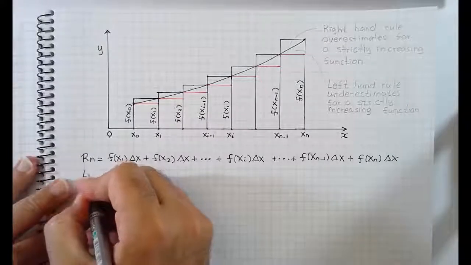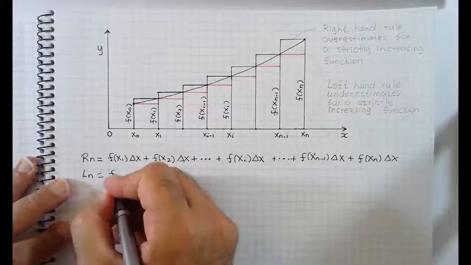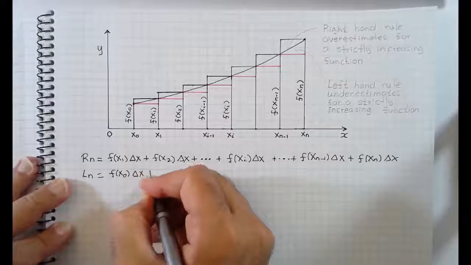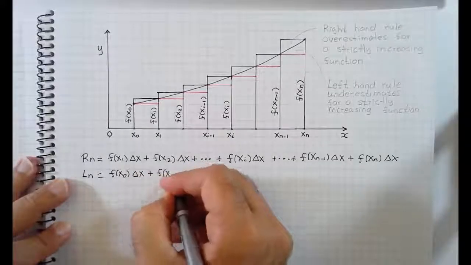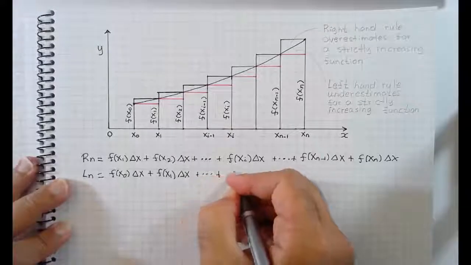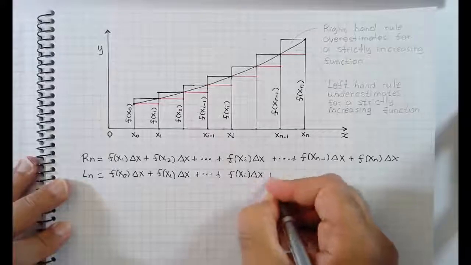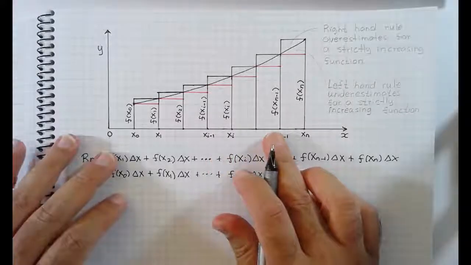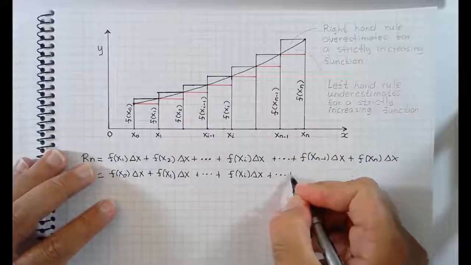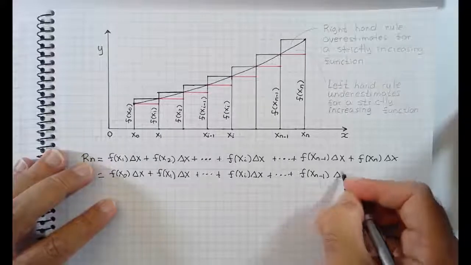The left-hand rule evaluates the function at the left endpoint. So it starts at x0. Ln is f of x0 times delta x plus f of x1 times delta x plus f of xi delta x, and it goes all the way up to the one before the last. So it goes up to xn minus 1, plus f of xn minus 1 delta x.